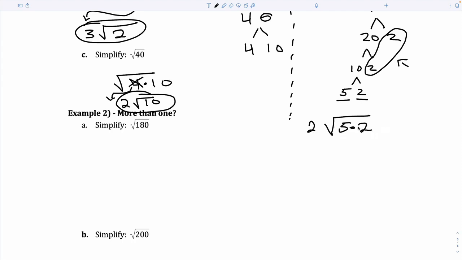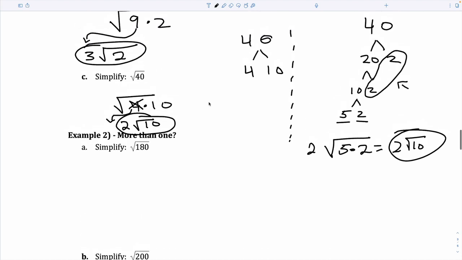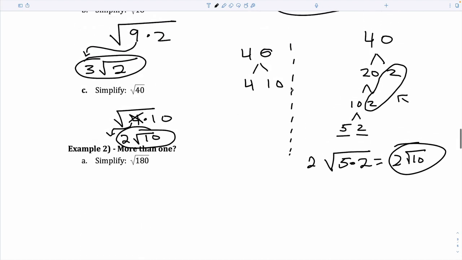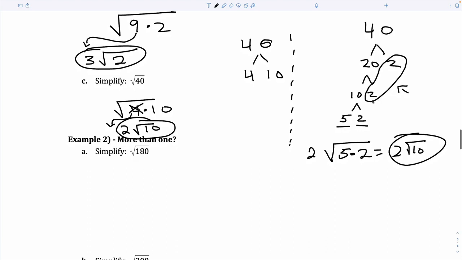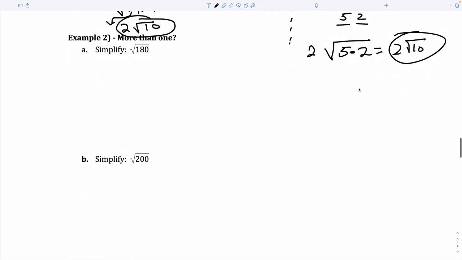2 root 5 times 2. Is that the same thing as 2 root 10? 5 times 2 is 10. So this is the same thing. You could do 4 and 5 as well. It would be the same thing. Did you see a double 2? Okay, let's try 2 more.